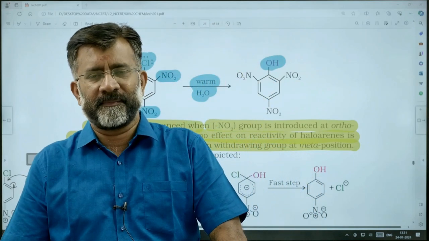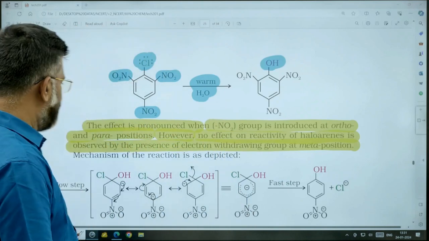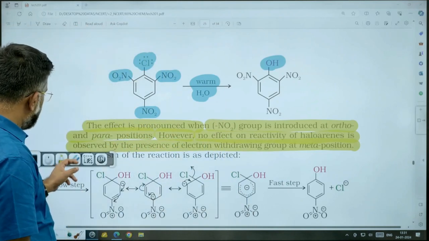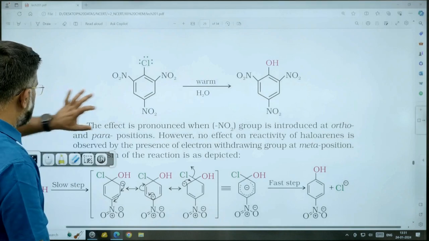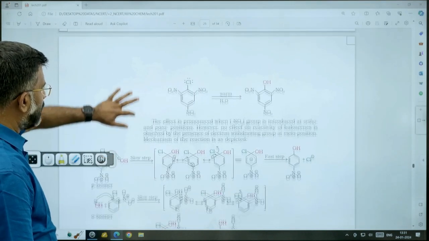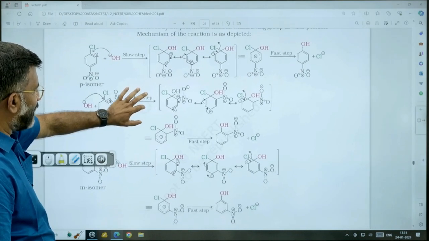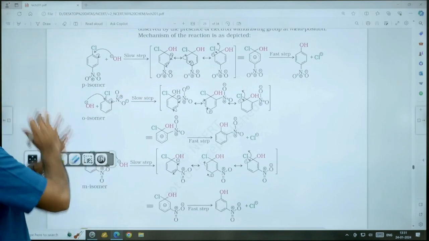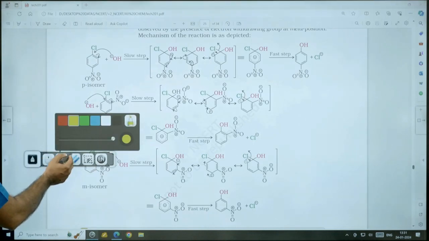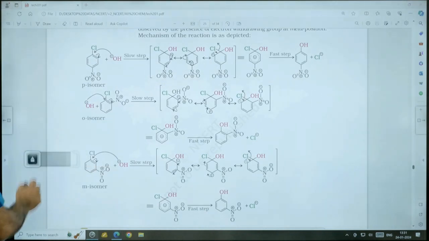Why, sir? Many of you know why. It is beautifully described by NCERT, but seems not easy to understand from the way it is presented. The overall structure is given like this. But if you concentrate on the area which I am commenting on, it will be very easy.